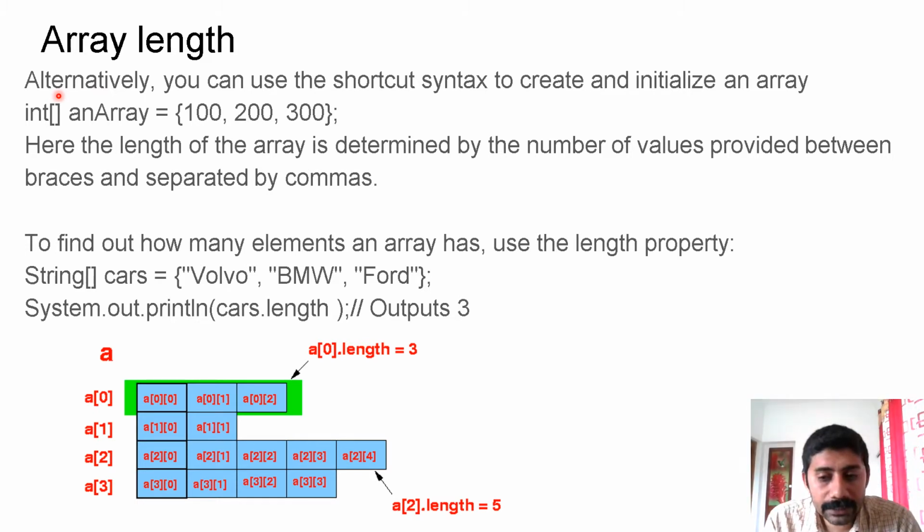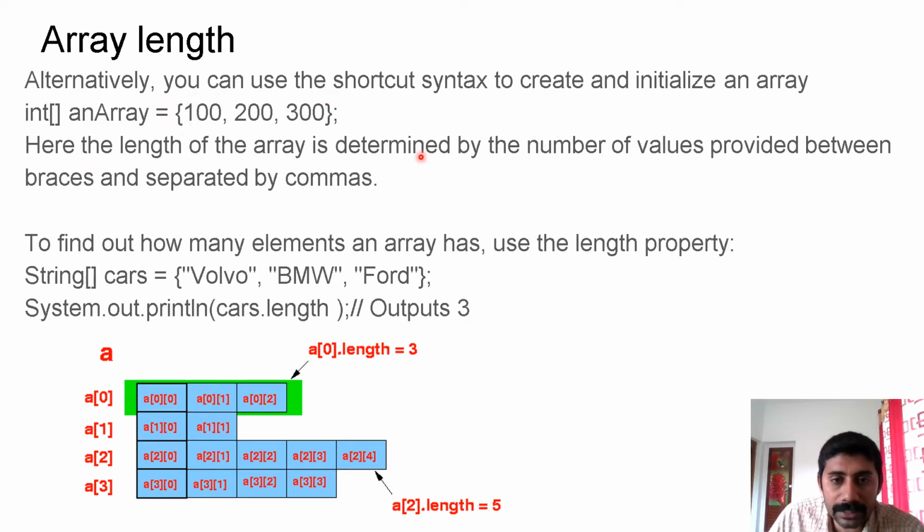In the previous case I said that here you can see an example: int square bracket an array. Here I am directly initializing. This is the easier way to initialize when there are fewer elements in the array. Here I am not using the new keyword explicitly, but from this bracket I can identify how many elements I have to store. So it actually has the same effect.